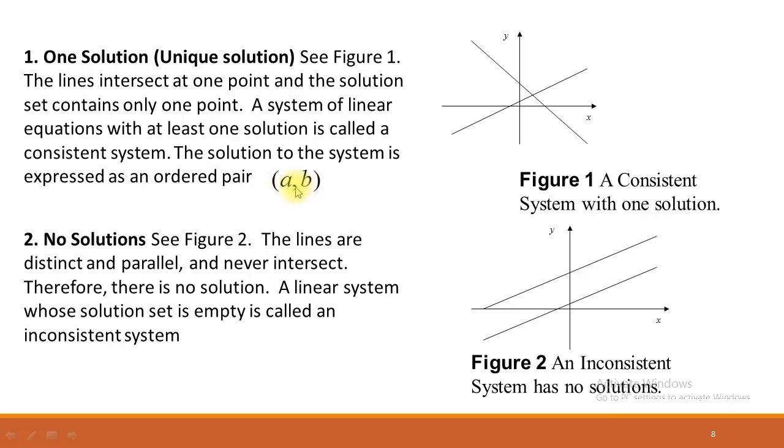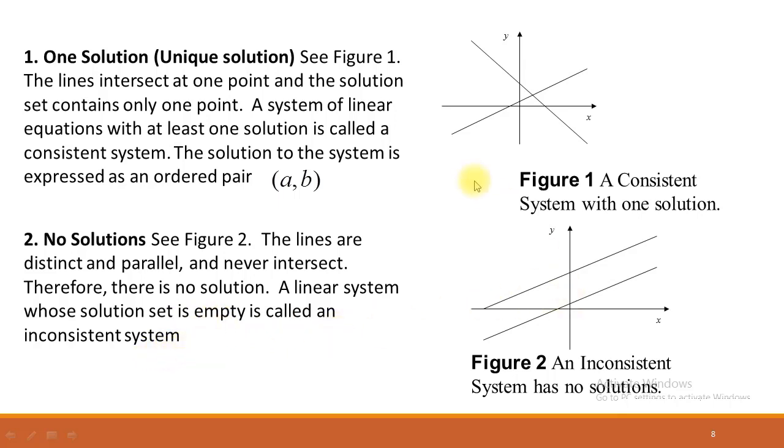Now if the system has no solution, in case of no solutions, the lines are distinct and parallel and never intersect each other. For example, this figure, the graphical representation of two lines, shows that the system has no solution. So therefore there is no solution in this case. A linear system whose solution set is empty is called an inconsistent system.